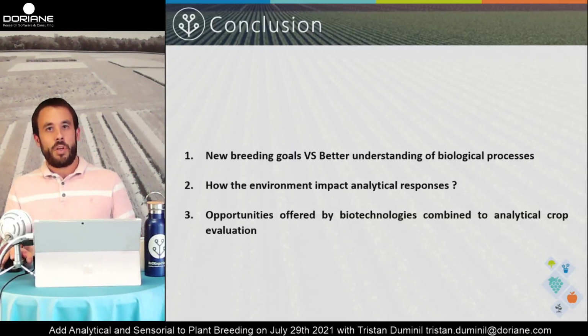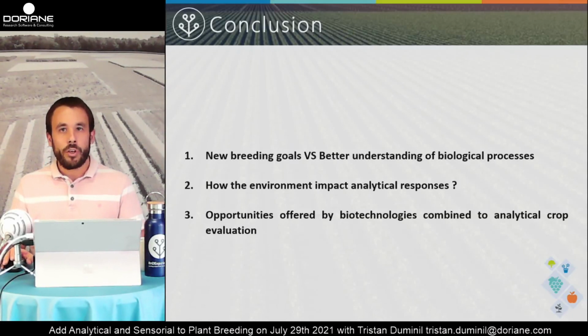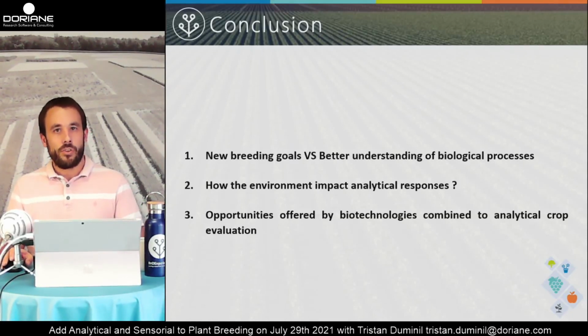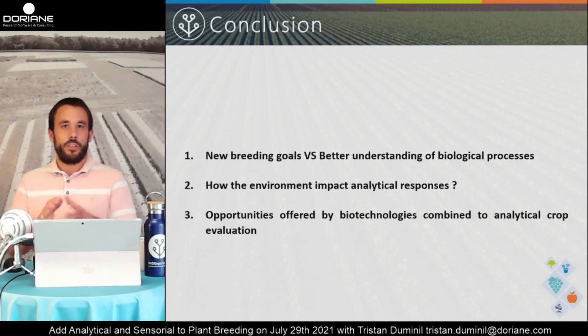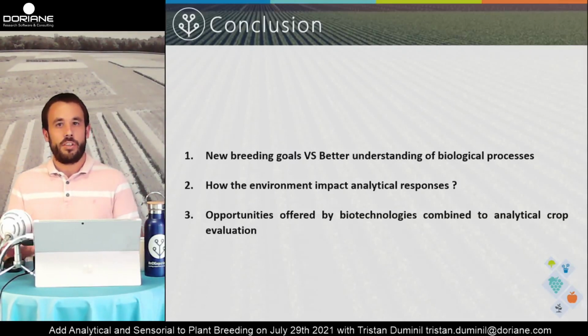Some initiatives have emerged on molecular marker development associated with quality and sensory traits that are valued by targeted consumers and markets, and it should be a fantastic tool for the selection of promising genotypes from early stages of the breeding process.